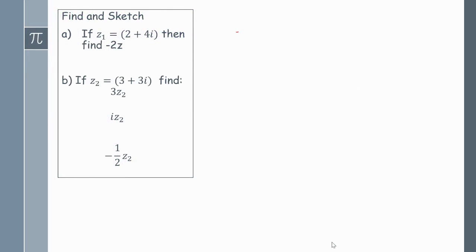First example, what is minus 2 times z if z is 2 plus 4i? To do this, we just multiply like usual. So we'll get minus 2 times 2 plus 4i. Minus 2 times 2, distributing like usual, is minus 4. Minus 2 times positive 4i, multiply the numbers together, that will be minus 8i.